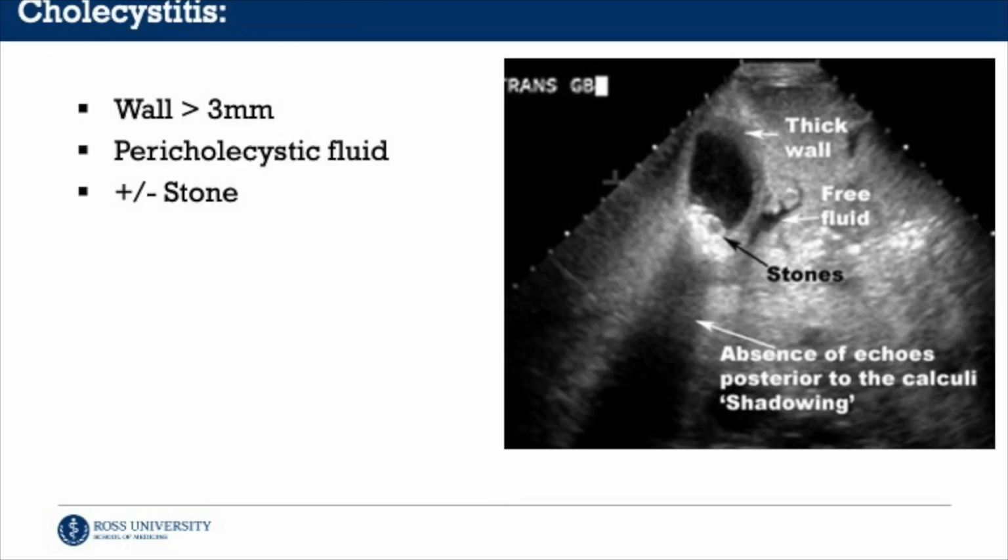An ultrasound is also what we use to make the diagnosis of cholecystitis. Looking for a wall that is more than 3 millimeters in thickness, you can also look for pericholecystic fluid with or without the presence of stones. And here's an example of what it would look like.